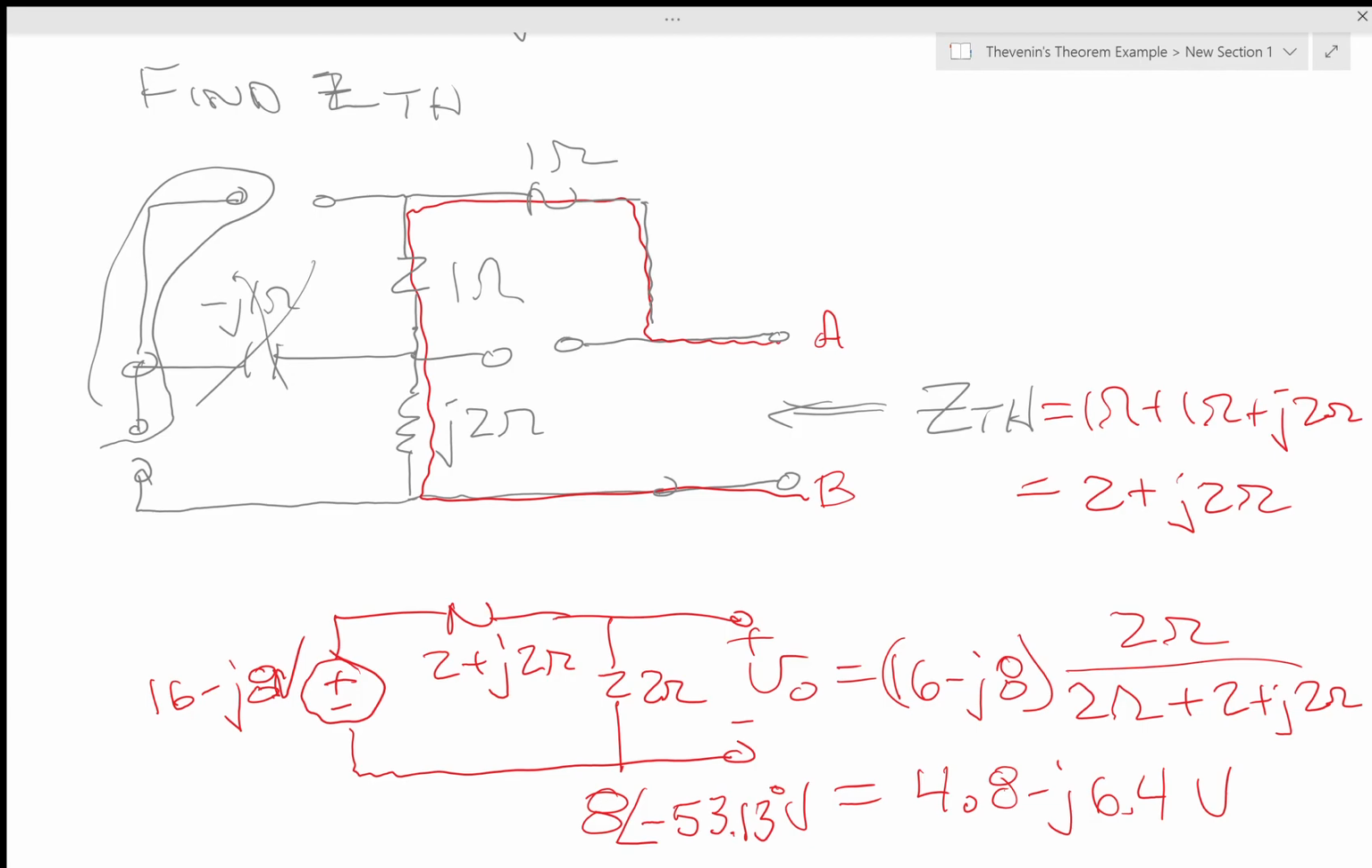Next week I'll post some homework for AC, probably node and mesh, or node and mesh will be, just write the equations, and then probably a couple of Thevenin problems, one with independent sources only, and then one with independent and dependent sources, and then we're going to move on to power. We got a lot of ground to cover that we haven't been covering, so we'll post this and get you going.